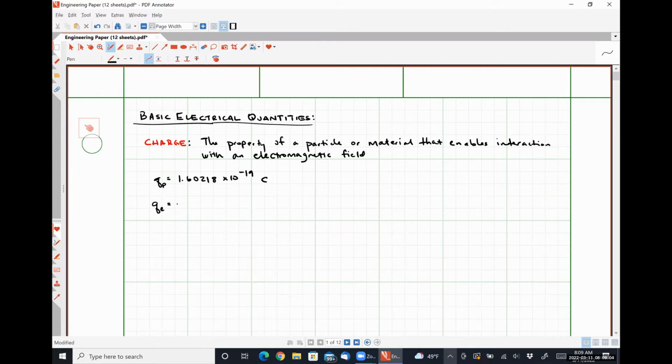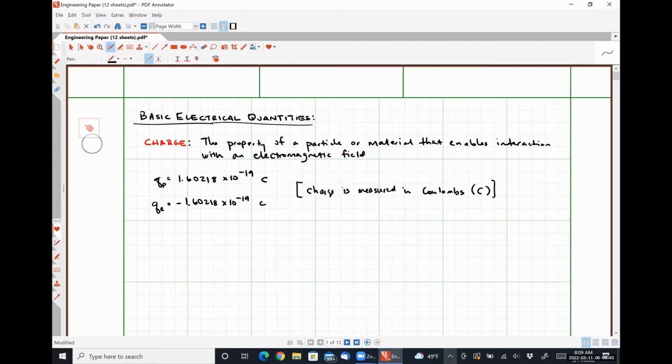And it is negative 1.60218 times 10 to the negative 19 coulombs, where hopefully it's fairly obvious. The coulomb, capital letter C, is the fundamental unit of charge. Right.